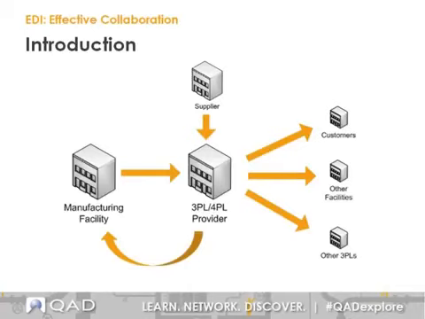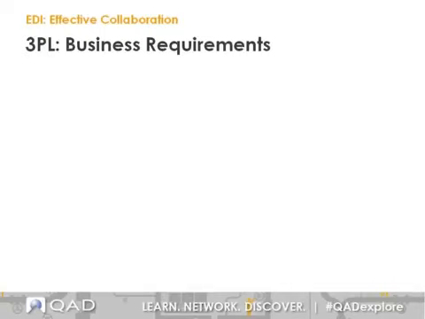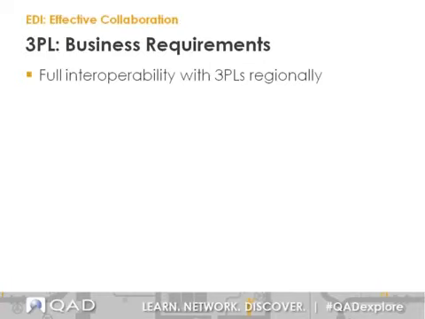So when we were beginning the project, one of the elements was, okay, what are the requirements from the business for this 3PL interoperability? So the first big element that was highlighted by them was, we need to have full interoperability between all our 3PLs regionally. So that means that we need to have interactions between different 3PL providers, whoever they are, in different regions, and we may need, for whatever logistic reason, to perform shipments between the different regions. First one.